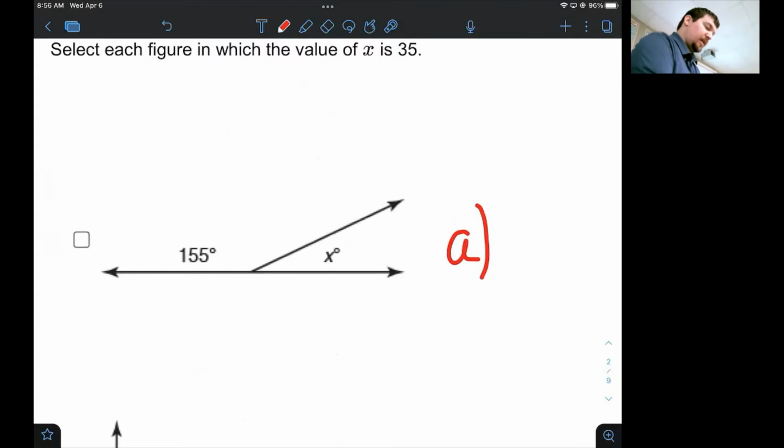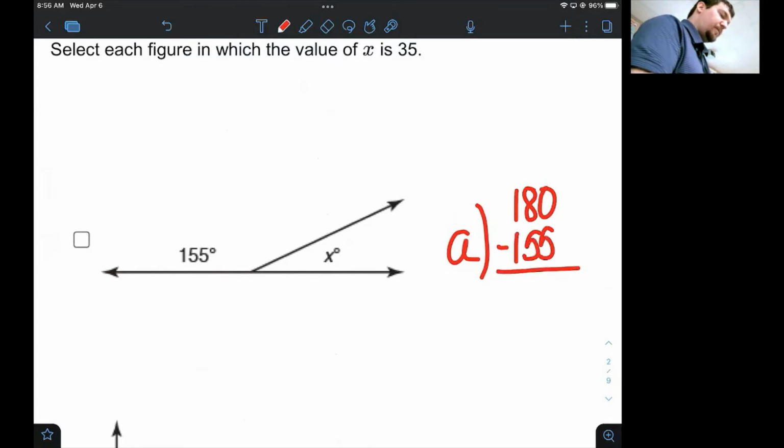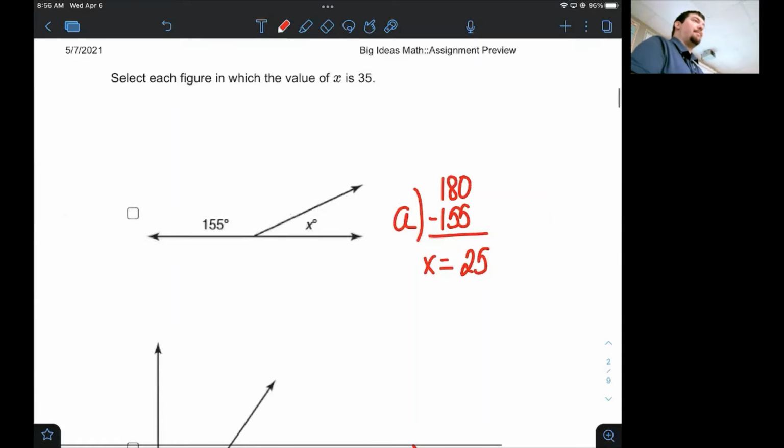What does a straight line measure? 180. So I can just take 180 minus 155, and that will tell me what angle X has to be equal to. What'd you get, Maddox? 25. Okay, that's not 35, so I don't want to check that box, but I did have to find out what it is first.